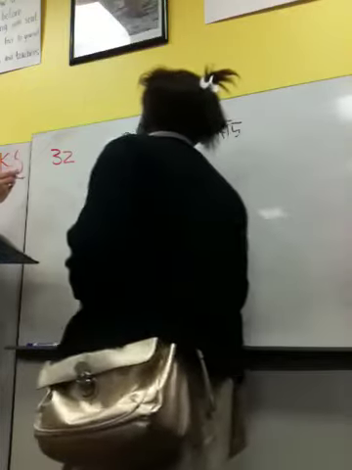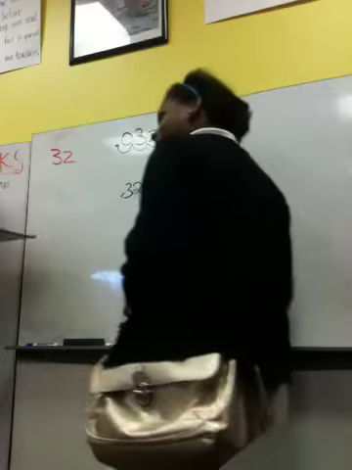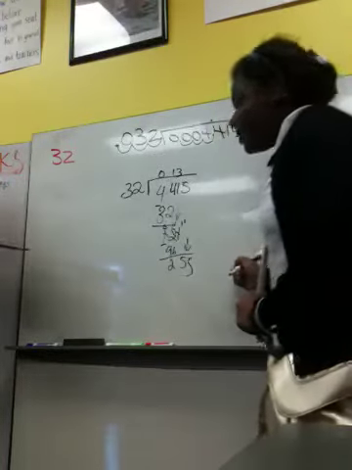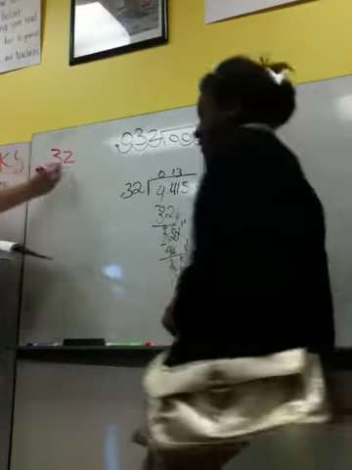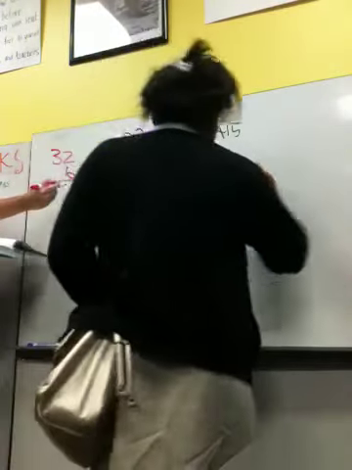Pick something. Try it. What do you think? Damon, what do you want to try? How many 32s go in 255? About 5. About 6. We already tried 5.